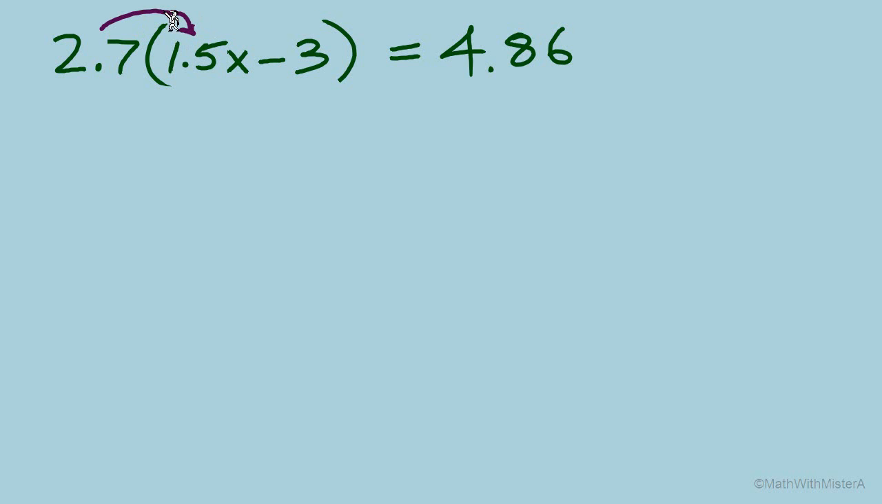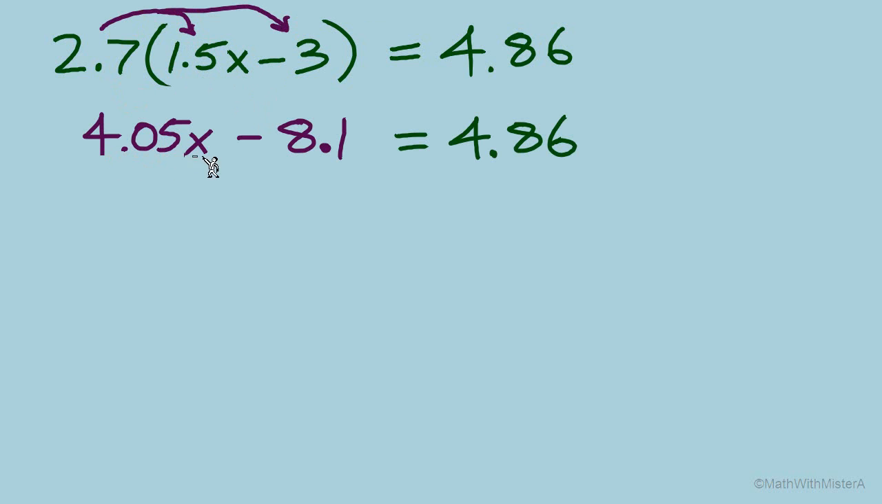First we are distributing. Multiply the 2.7 to each of these two terms in parentheses. That left us with 4.05x minus 8.1 equals 4.86, the other side of the equation. Now do we have any like terms that we can combine? And we do not. We have one variable term, one constant term, so nothing else to simplify.